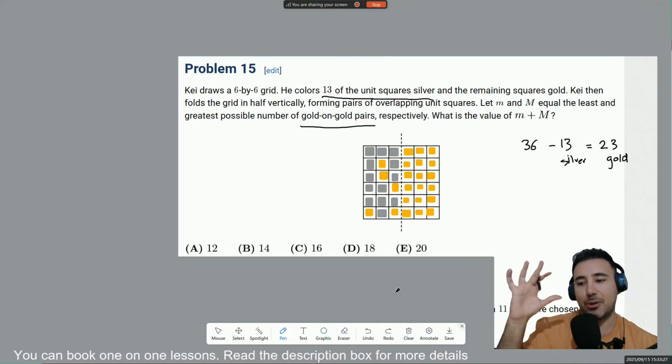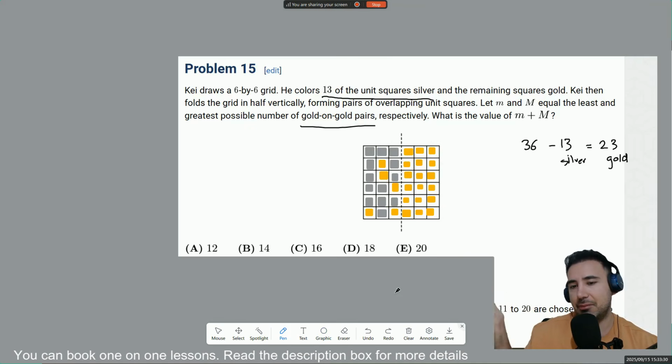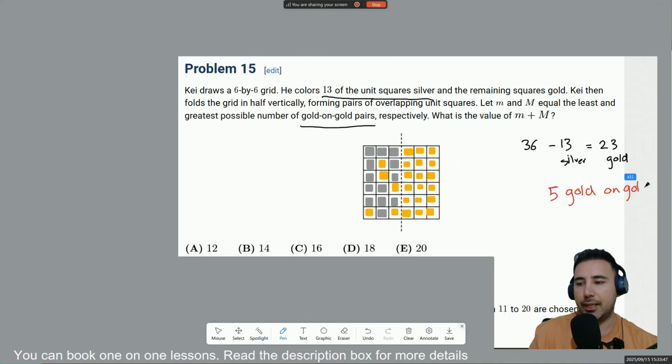Now we're going to have only 5 golds on one side, and because all of them here are gold, eventually I'm going to have 5 gold on gold. So let me go here. In the case of 5 gold on gold, I had 13 silvers, which means we have 13 silver on gold. We don't want to count those. That's the minimum. This is the minimum value of gold on gold.